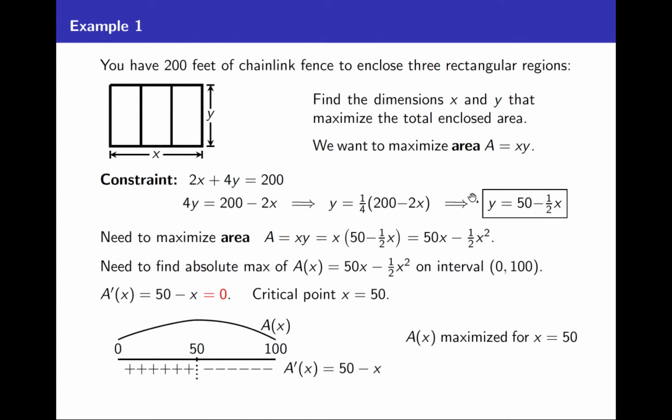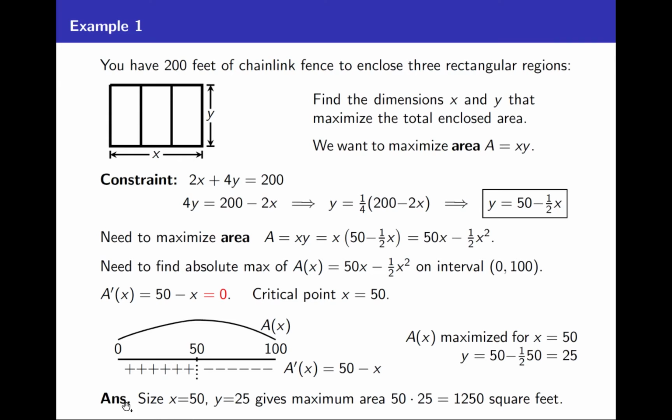Now, we're not quite done because, remember, it said to find the dimensions x and y that maximize the area. We've got to find y too. But remember that y was equal to 50 minus a half of whatever x is. So knowing x, we can also find y now. It's 50 minus a half of 50, which is 25. So the answer is this. The dimensions of the enclosed region should be x equals 50, y equals 25. That gives a maximum area of 50 by 25 equals 1250 square feet.